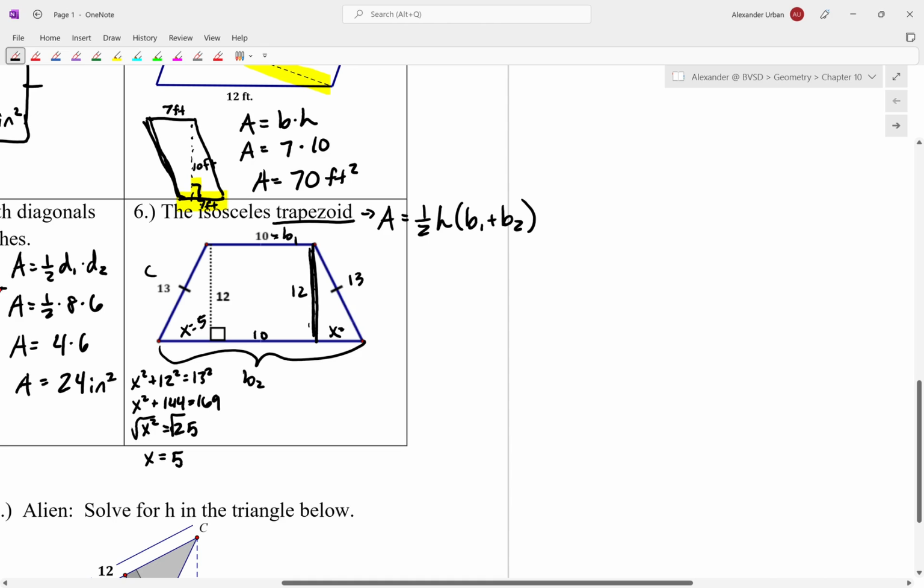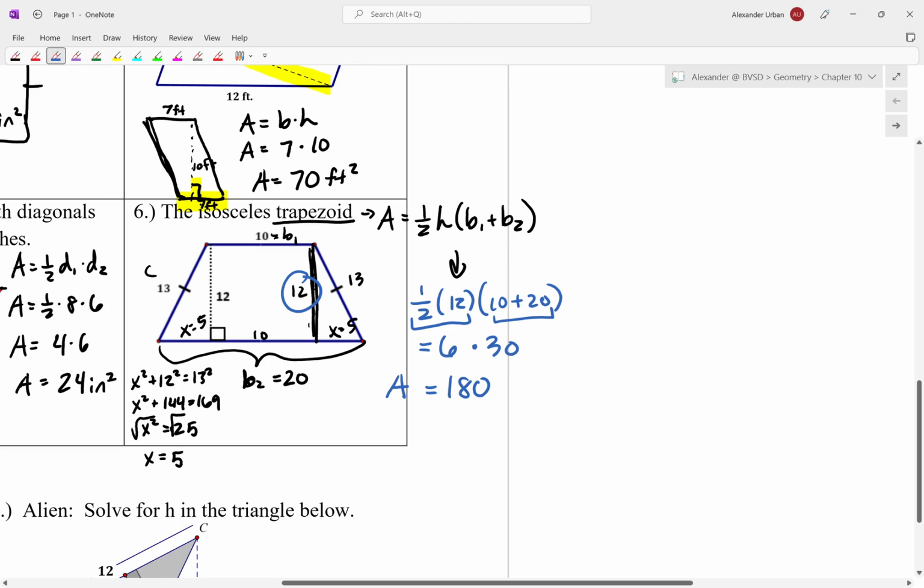So since x is equal to 5 on both sides, we now know our second base. It's equal to 20. And now I can just use my formula. Area is equal to 1/2 times the height, which is 12. It's listed, times our base of 10 plus 20. Now I'm going to work the inside. That's going to get me 30. And then I'm going to take half of 12. So I'm kind of working a little quicker. My area is going to equal 180. And in this case, I don't have any units, so it's going to be units squared.